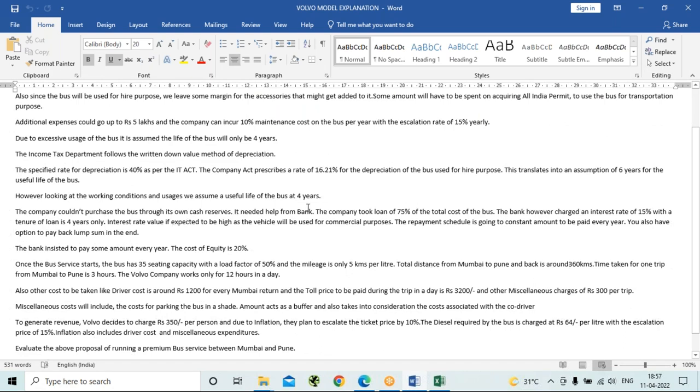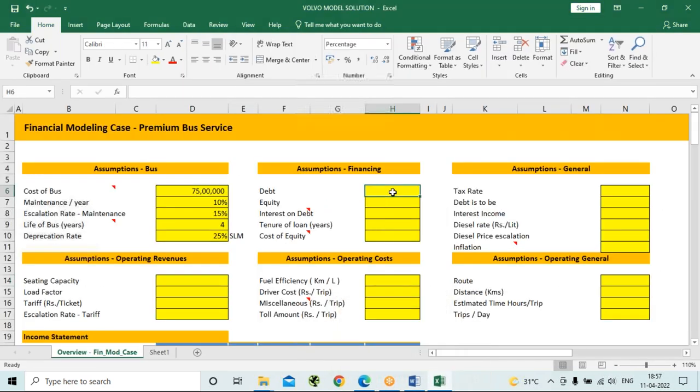The next thing is the company couldn't purchase the bus through its own cash reserves. It needed help from the bank, so that means they have taken a loan. The company has to borrow 75% of the total cost of the bus. So the rate of debt is going to be 75%. And if 75% is going to be the debt, what could be the equity? That is the amount they bring of their own, so it will be 25%.